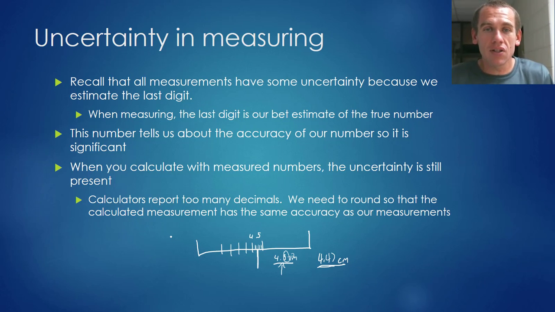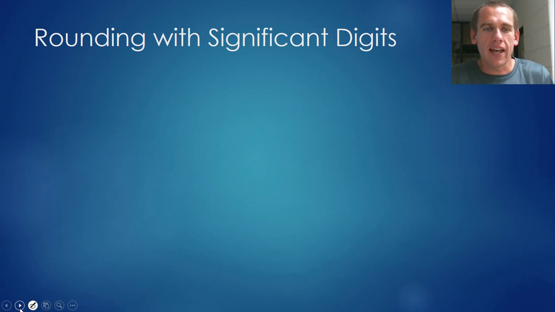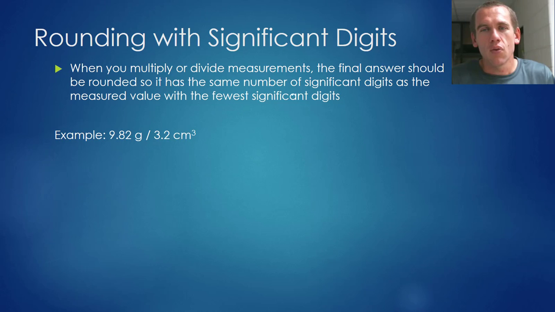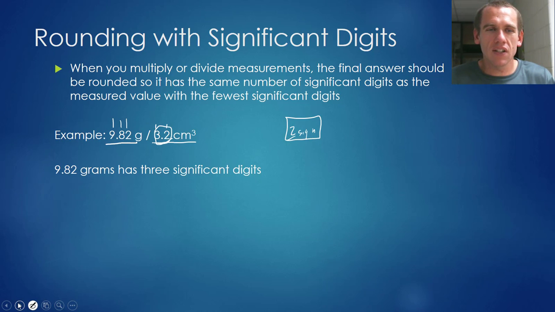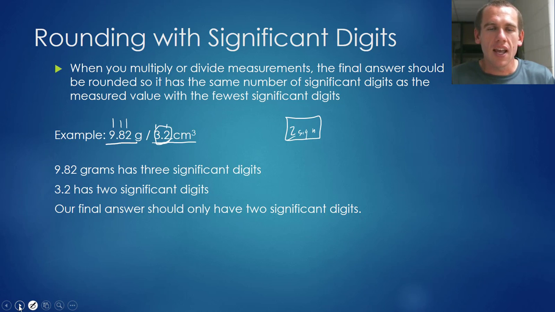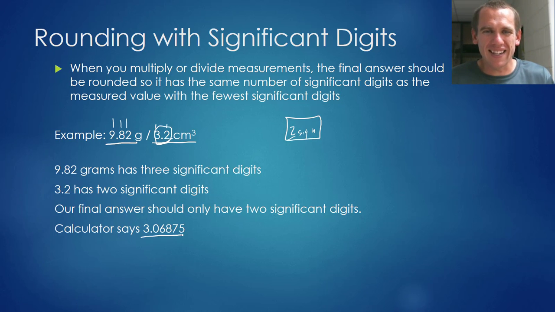Like I said, when calculators do the math for us, they report too many significant digits and we have to round. The rule is that whatever our least number of significant digits is, that's how many significant digits we should put in our final answer. So 9.82 grams has 3 significant digits: 1, 2, 3. 3.2 cubic centimeters has 2 significant digits, which means our final answer can only have 2 because it's got the least amount. And when we do the math, our calculator says 3.06875.